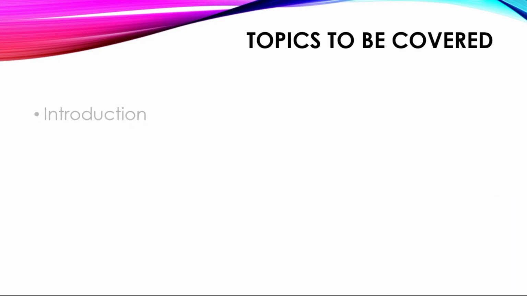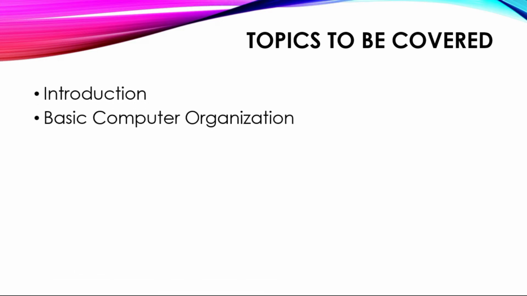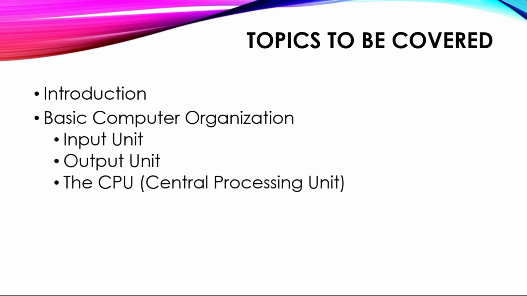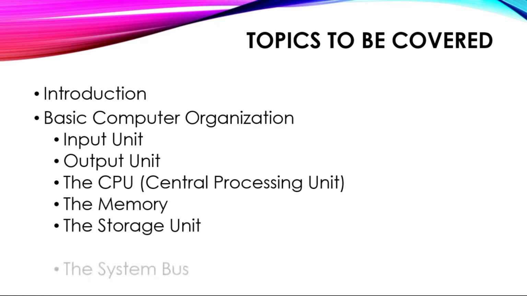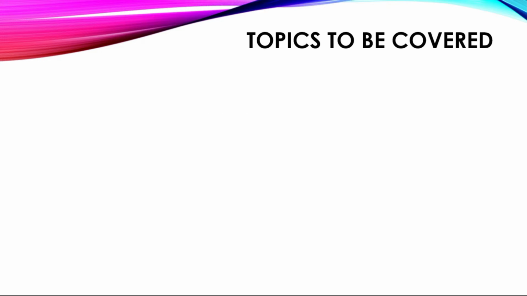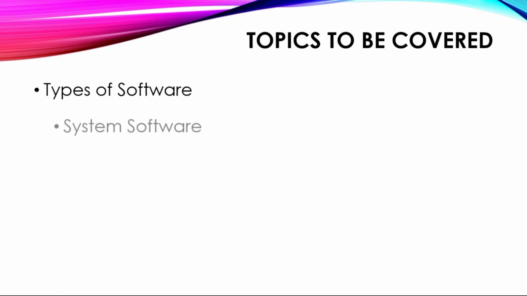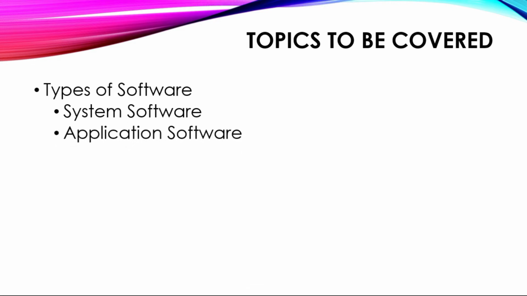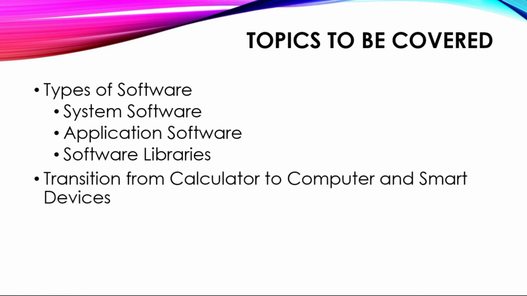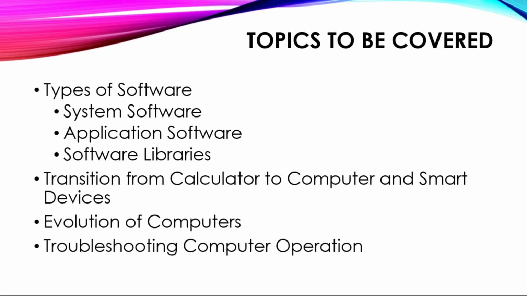Topics to be covered are Introduction, Basic Computer Organization, in that input unit, output unit, the CPU that is Central Processing Unit, the memory, the storage unit, and the system bus. Next is the type of software. First is system software, application software, and software libraries. Next topic, transition from calculator to computer and smart devices, evolution of computers, and the last topic is troubleshooting computer operation. One by one, we'll see these topics in detail.